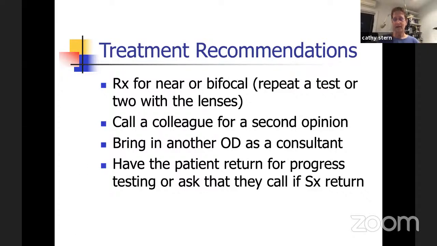And then once you prescribe something, make sure they come back for progress testing, and also ask them to call you if symptoms return. So if they're feeling better, but it's not 2 months, it's a month, and a lot of it is coming back, maybe it's around exam time in school or something, then you want to see them sooner, because maybe you will need to do more active vision therapy or refer them for that.